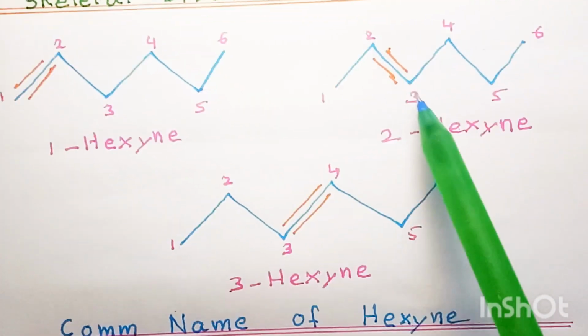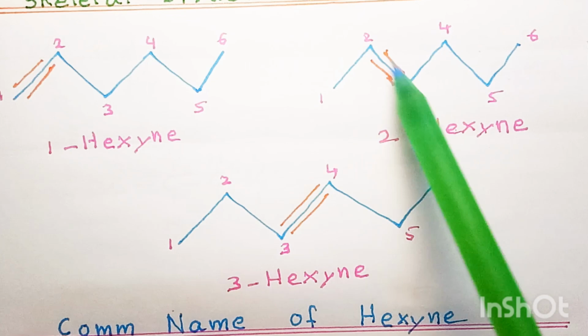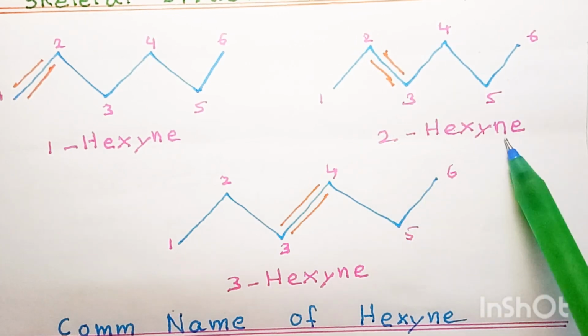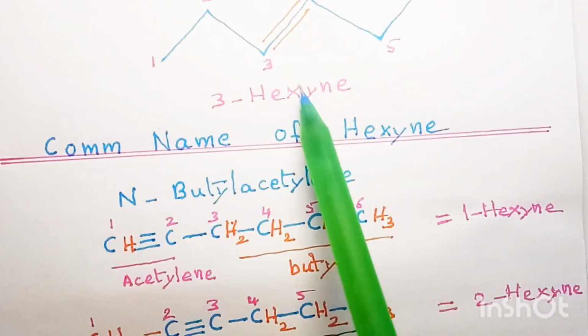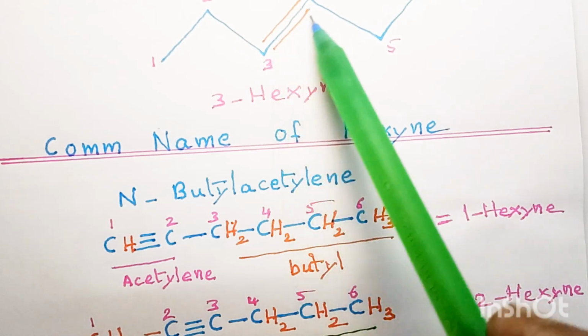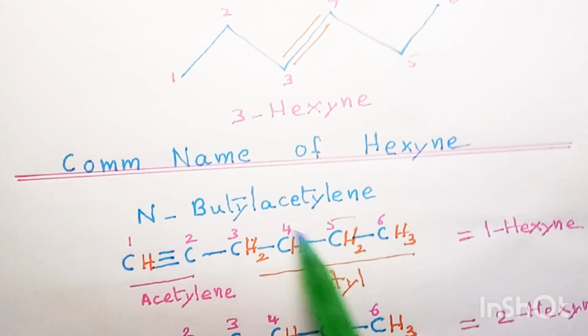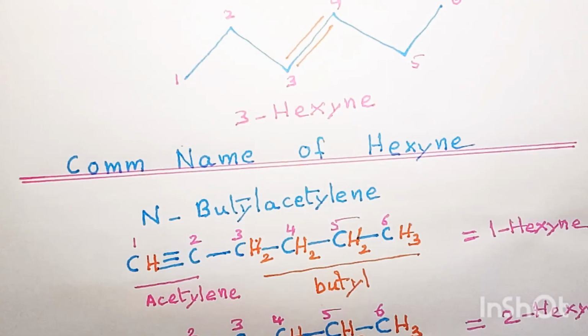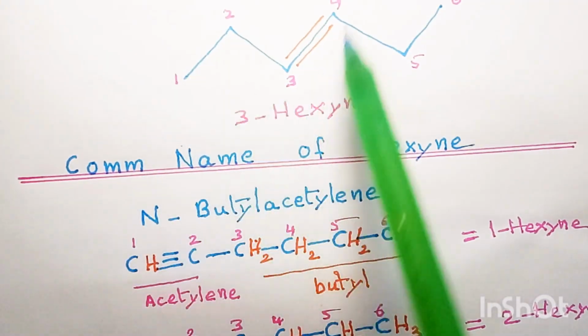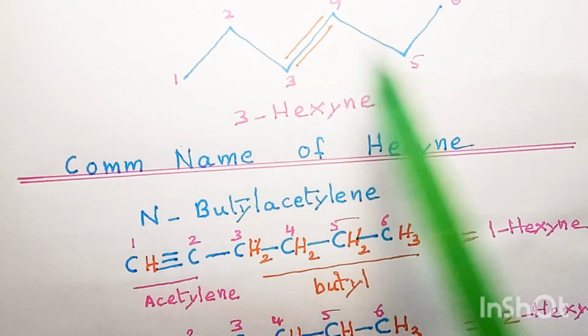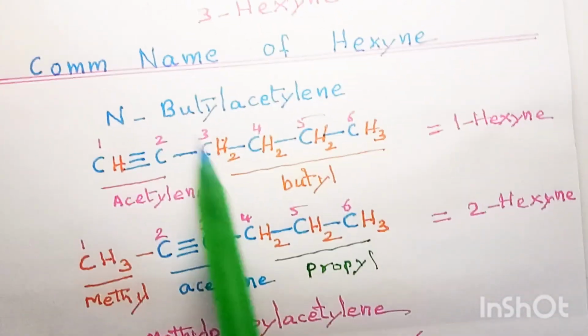Similarly, if you draw the triple bond between 2 and 3 carbon atoms, it becomes 2-hexyne. If the triple bond is drawn between 3 and 4 carbon atoms, it becomes 3-hexyne. These are the skeletal structures. Sometimes in the books they will be written like that. So you should know the skeletal structures.